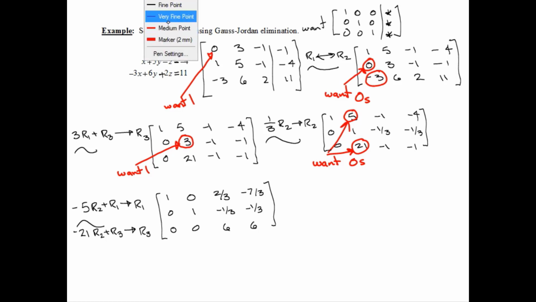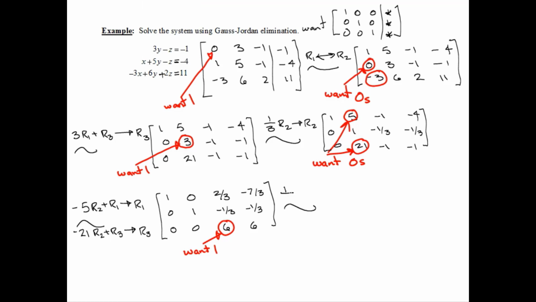So now we need to get a 1 here. Our second column is finished, so we move to the third. So we want to get a 1 here. You always want to get the 1 first and then the zeros. So we are going to multiply our third row by the reciprocal of that 6, so 1/6. So that gives me 0, 0, 1, 1 for my third row. My first two stay the same.